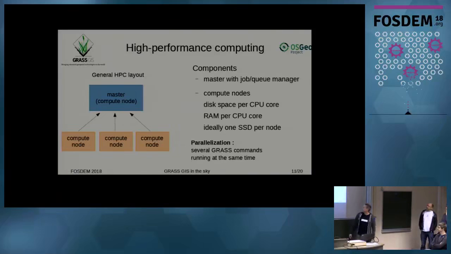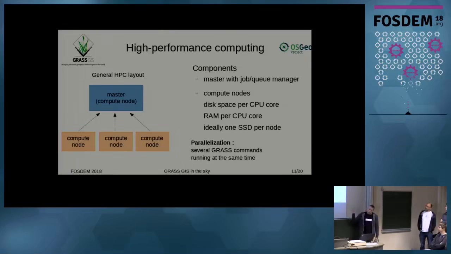The components then are, we have this master with a job or queue manager. There are lots of different job and queue managers, job schedulers out there. Therefore, I will not go into detail, just to mention a few common examples that you find on university clusters or something like this are Torque and Slurm. There are also talks on the other dev room session on HPC computing that go into more detail about this.